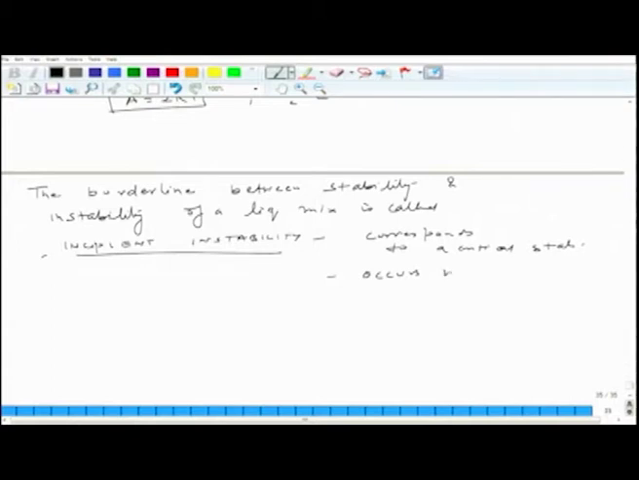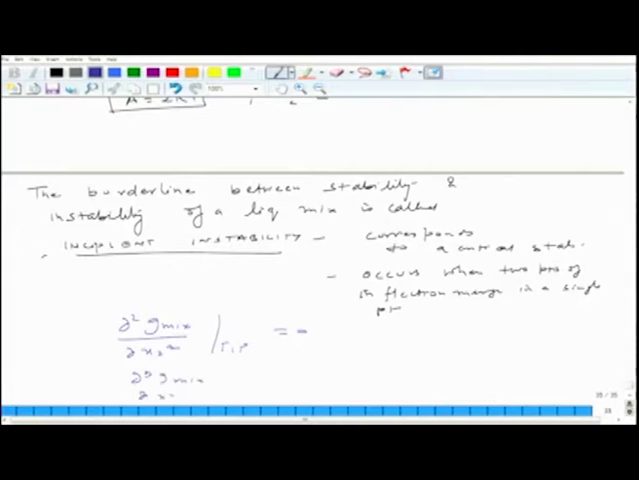So, basically it occurs when two points of inflection merge into a single point. Well, this may look like a very complicated statement, but in a simpler way this is characterized by looking at the second order being 0 or the third order being 0. That is what it looks like.